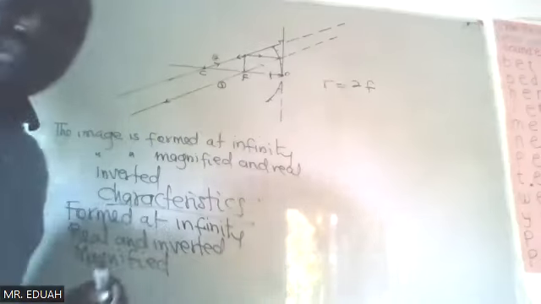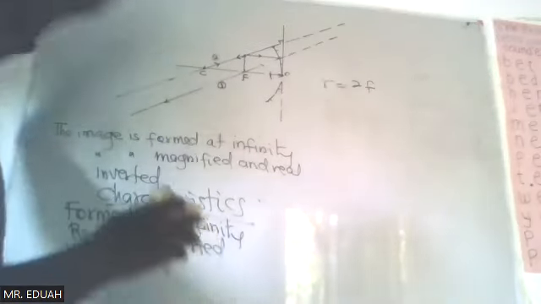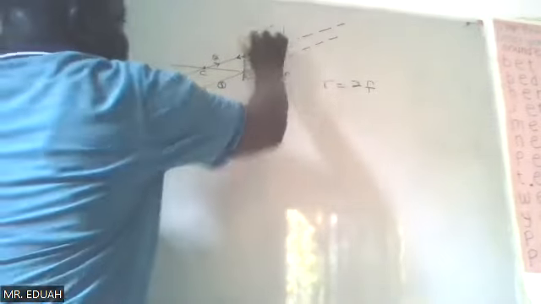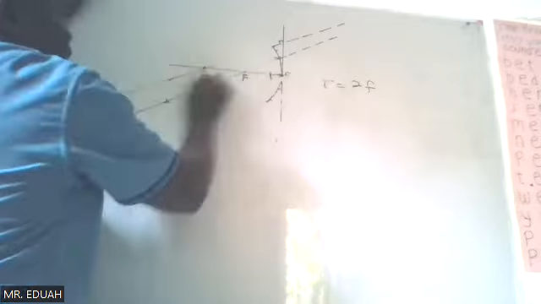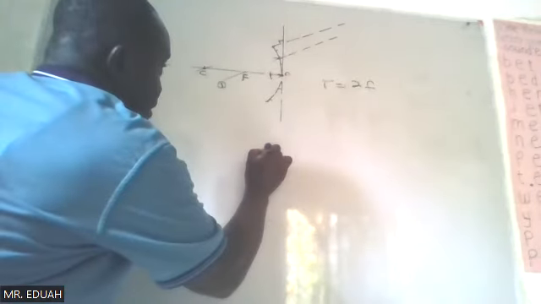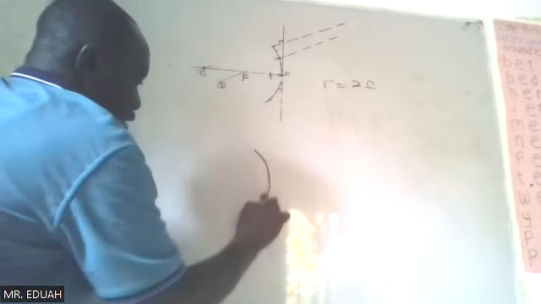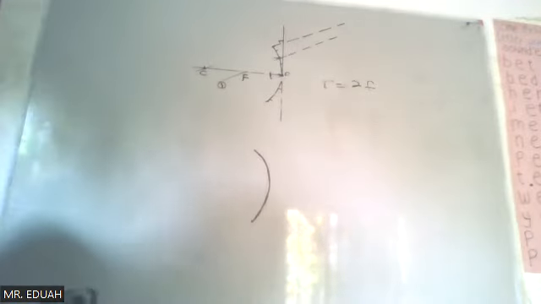Now let's place the object between F and the pole to see what happens. Let me use a different ray diagram. So there's the aperture of the mirror.